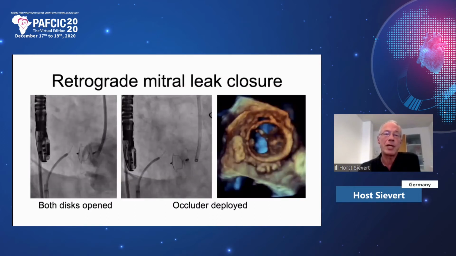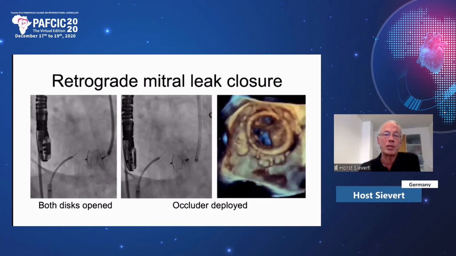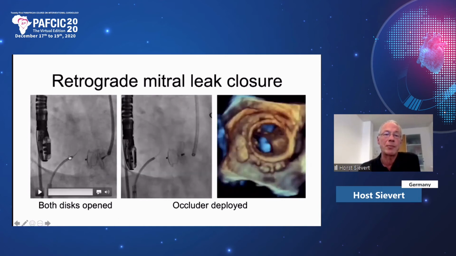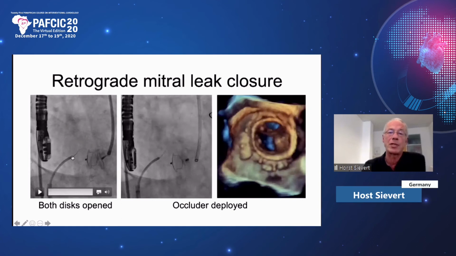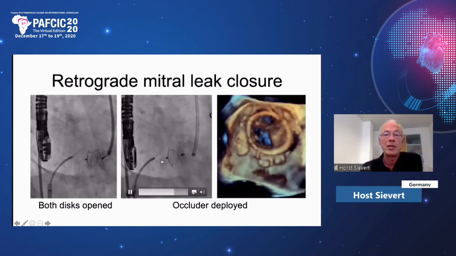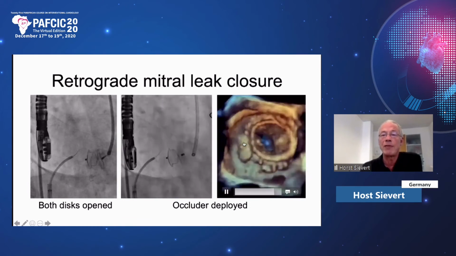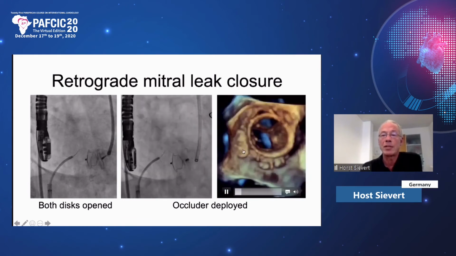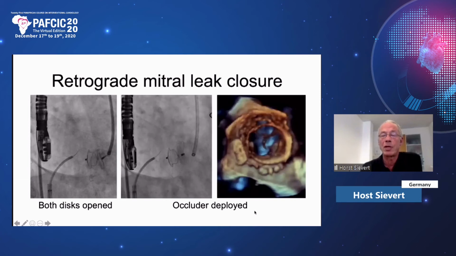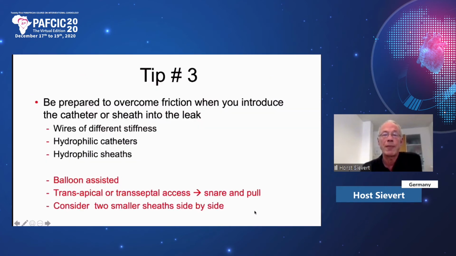This shows you a case of a retrograde mitral leak closure. In this case here, you see a transseptal catheter was there, but we didn't use it. You can see the device deployed, and this is after deployment. This is an AVP3, an oval-shaped device for paravalvular leak closure. Tip number three, be prepared to overcome friction, and you have shown this in your live case very well.